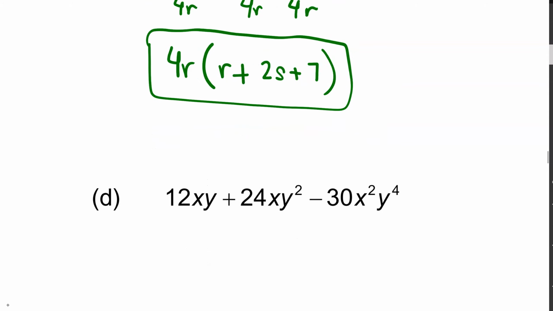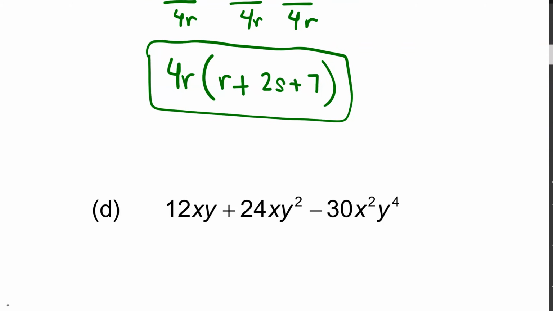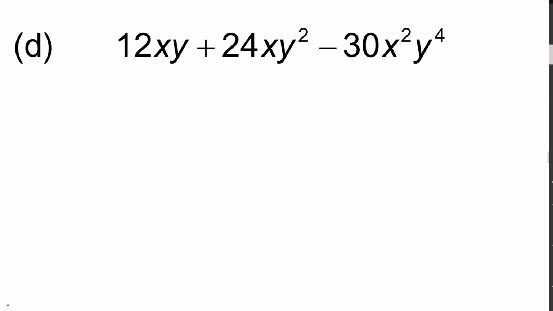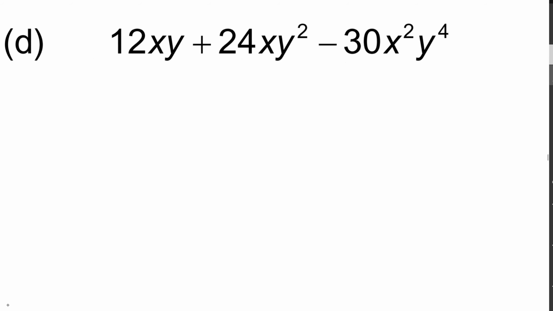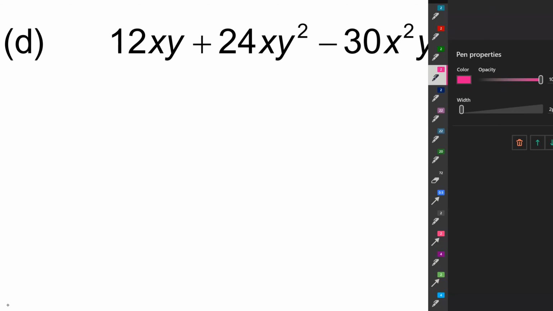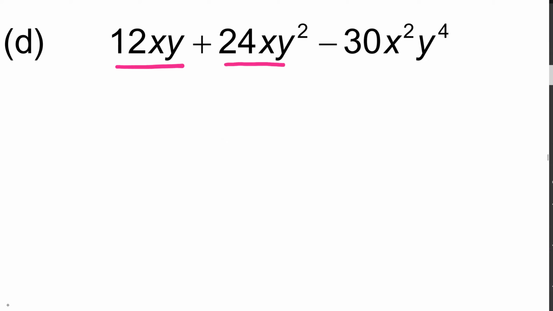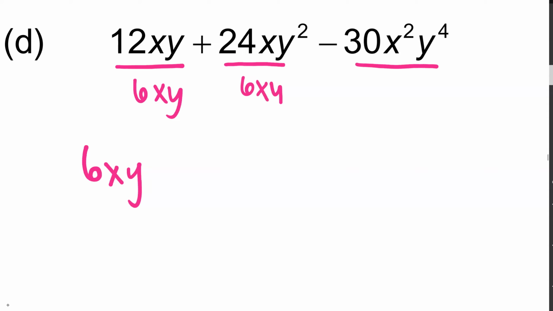Did you have time to write this down? Yeah, 6xy. All right, Dylan says 6xy. So the greatest common factor all of them have is 6. What's wrong if I pick 12? 12 goes into 12, 12 goes into 24, but it doesn't go into 30.